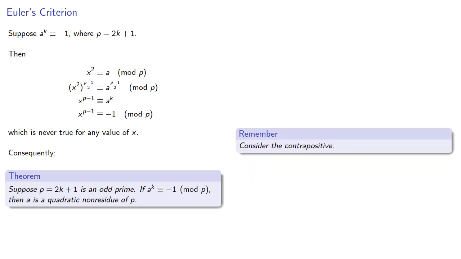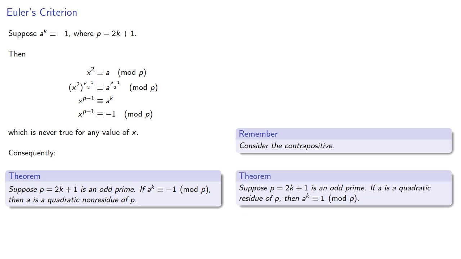Now remember, consider the contrapositive. Suppose P is an odd prime. If A is a quadratic residue of P, then A to the power k has to be something other than negative 1, and the only thing it can be is 1. So A to the power k is congruent to 1 mod P. Now, that won't tell us if something is a quadratic residue, because here we're starting with the fact that it's a quadratic residue.